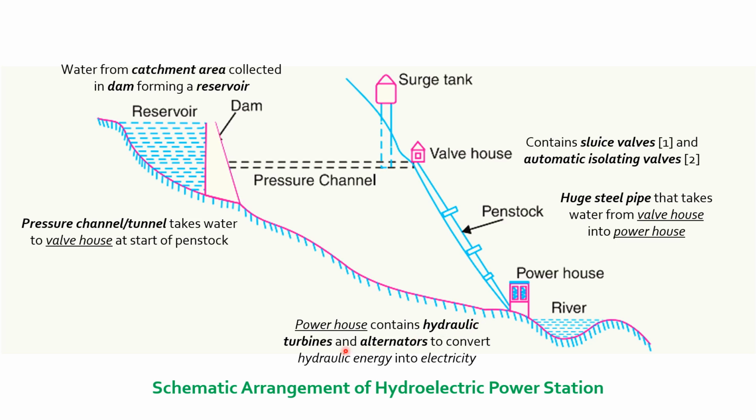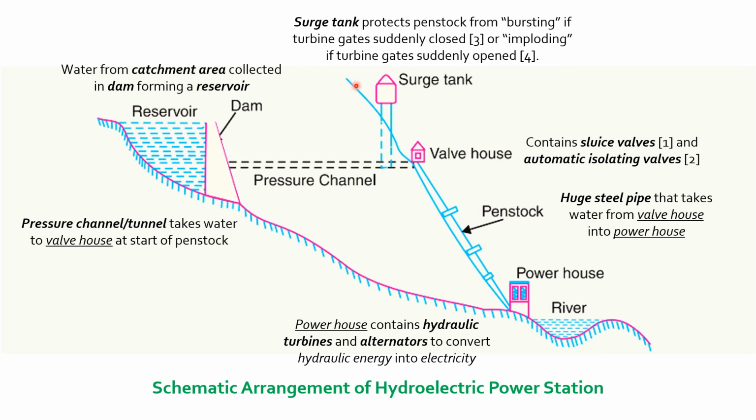The powerhouse contains hydraulic turbines and alternators to convert hydraulic energy into electricity, which is obvious. So water will enter the powerhouse into the turbines, which will rotate the generators, and the generators will produce electricity. The surge tank, which is installed on the pressure channel, protects the penstock from bursting if turbine gates are suddenly closed, or imploding if the gates are suddenly opened.